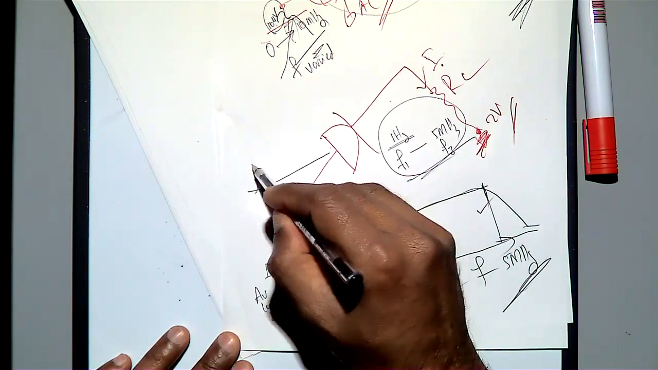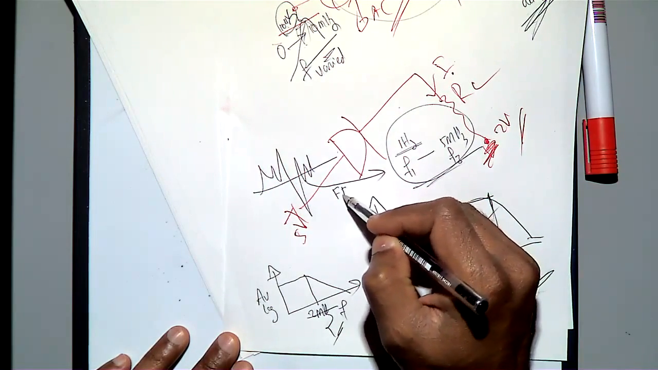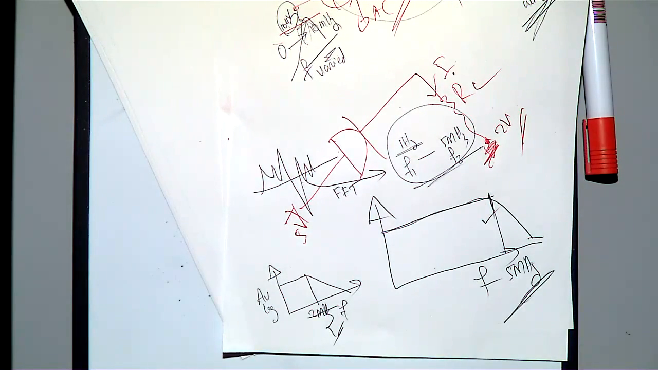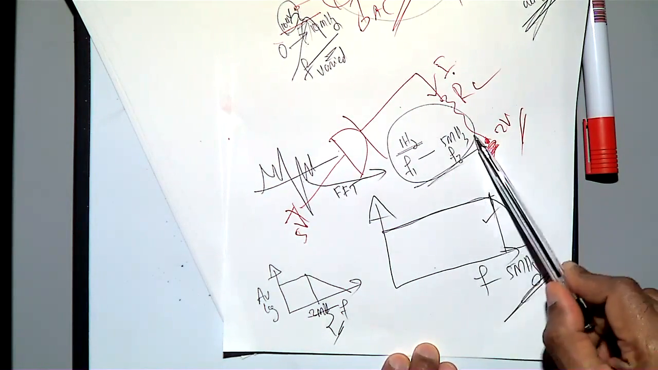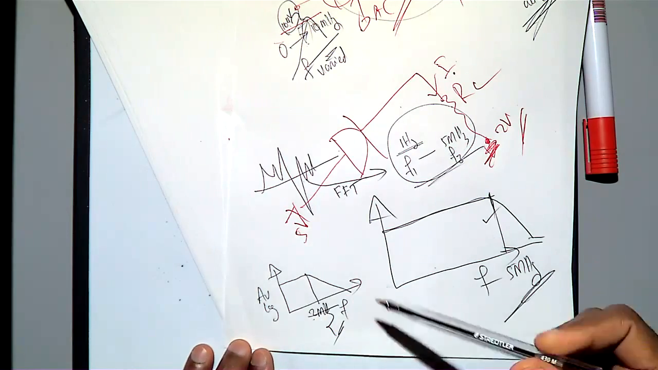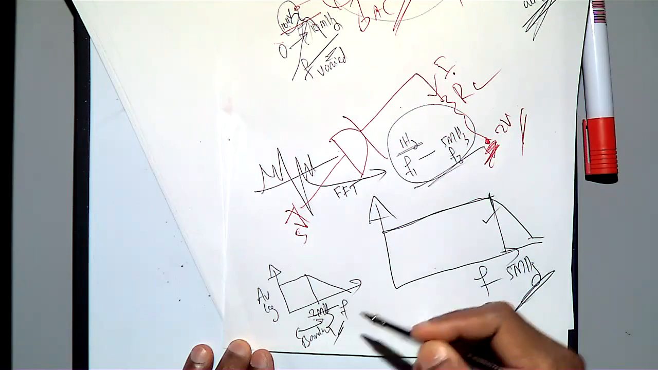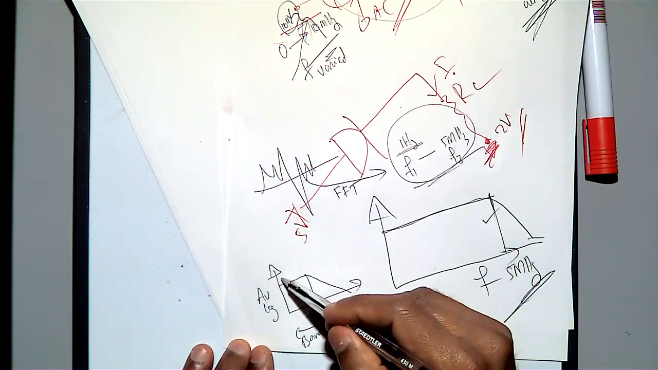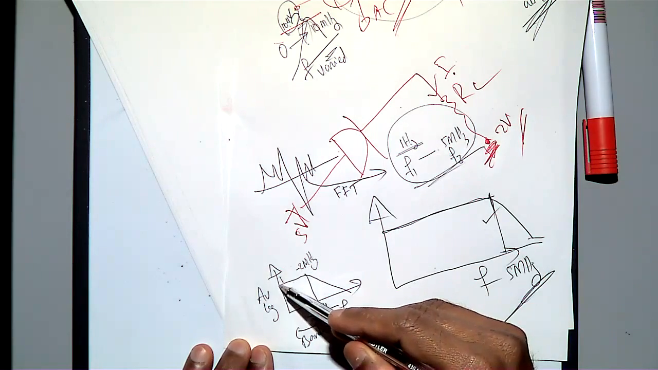This is your music waveform, maybe something like this. And when you take the Fourier transform, you get frequencies from 1 hertz to 5 megahertz. But your amplifier has a bandwidth of only 2 megahertz. What that means is from 1 hertz to around 2 megahertz, the sinusoidal signal will be amplified constantly.